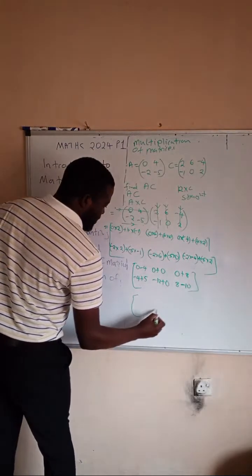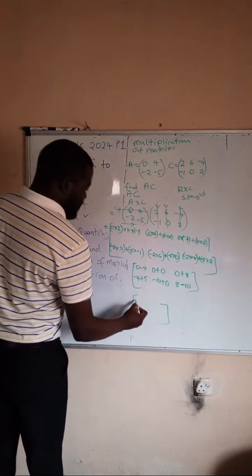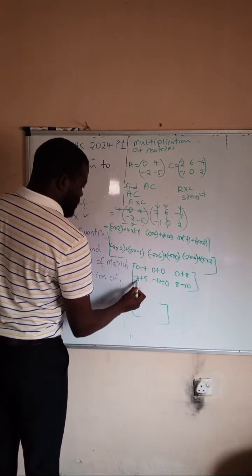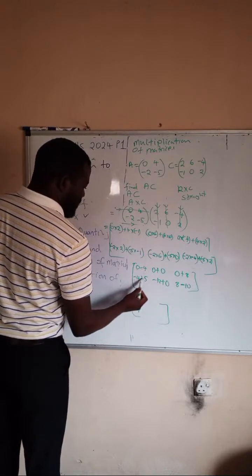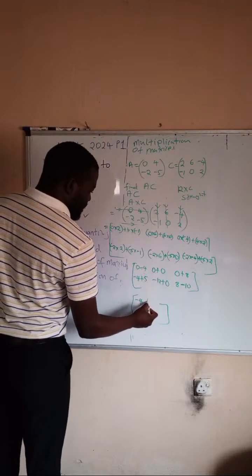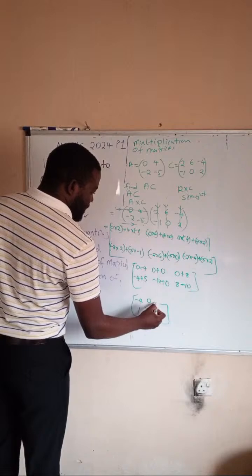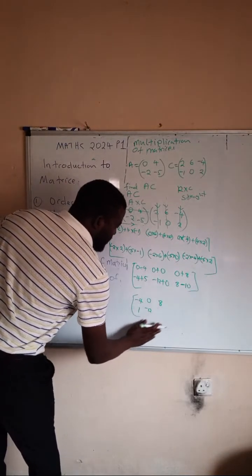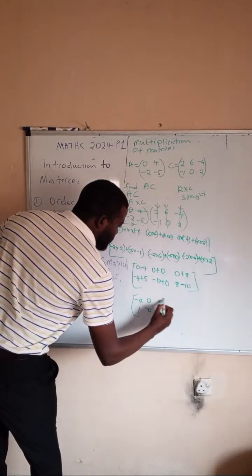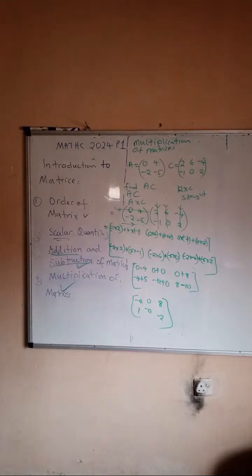Then lastly, you simplify that. Negative 4 plus 5 is 1. And then here it is 0. Here it's negative 12. Here it is 8, and here it is 8. And then there it's negative 2. So that's how you solve matrices.